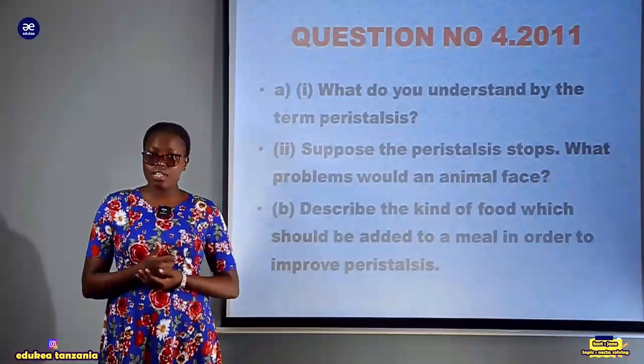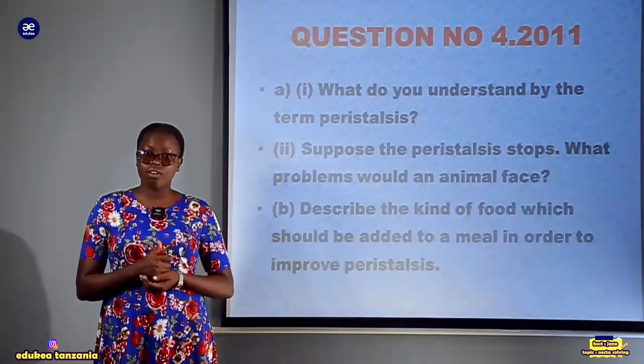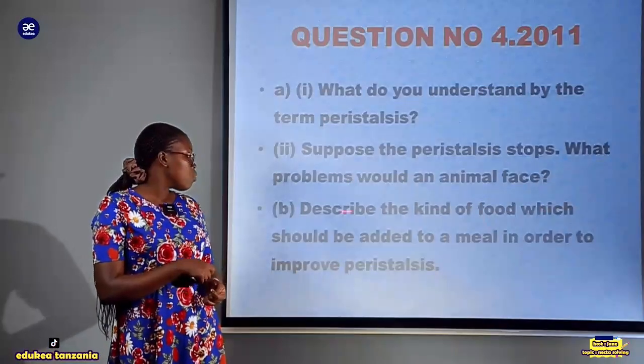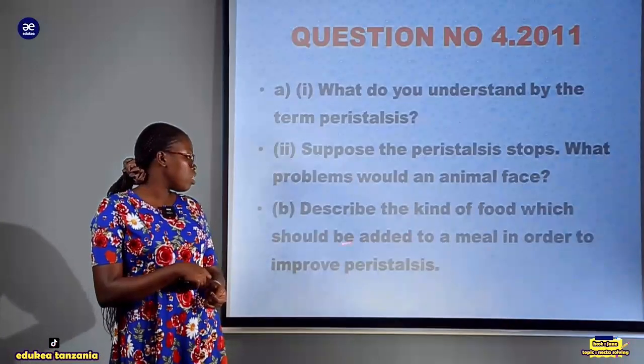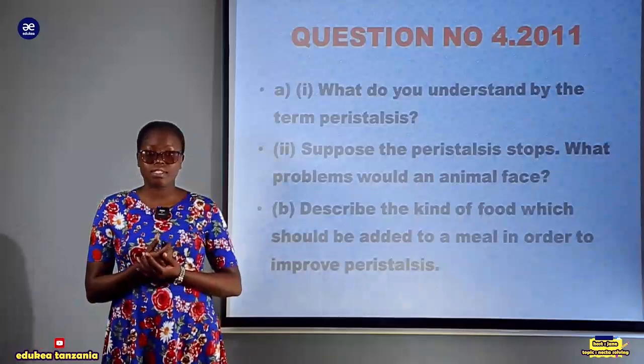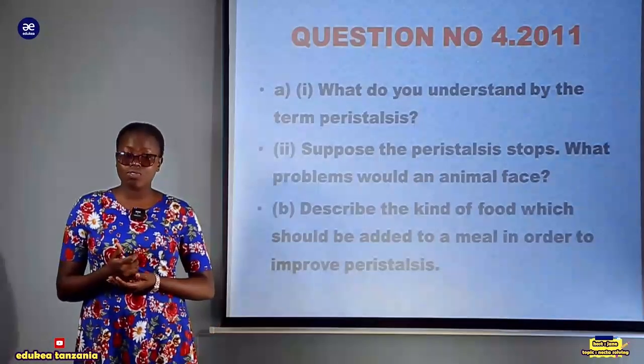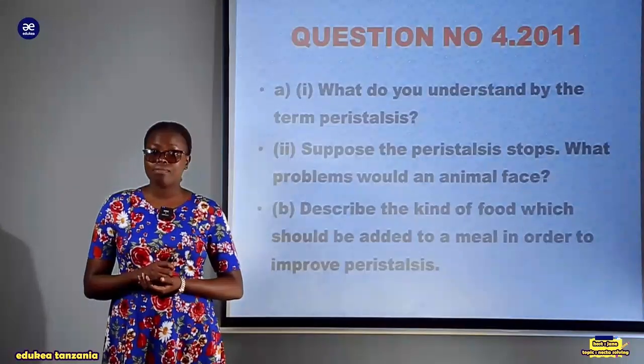The second question, for question number 4, Roman B, states: describe the kind of food which should be added to a meal in order to improve peristalsis. Describe the kind of food which should be added to the meal so as to increase the peristalsis.